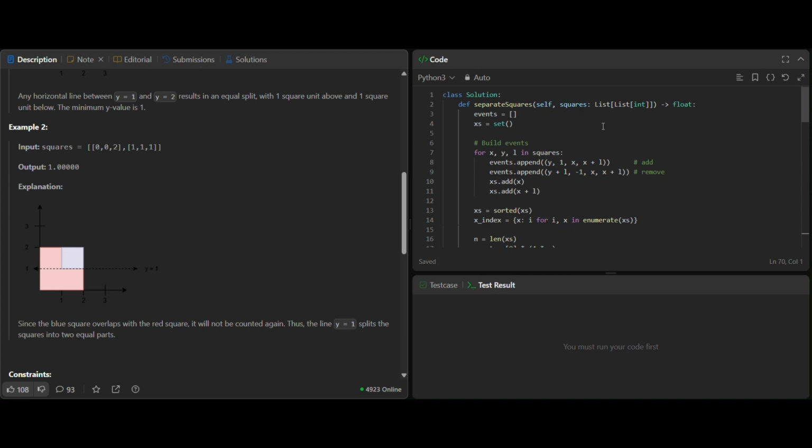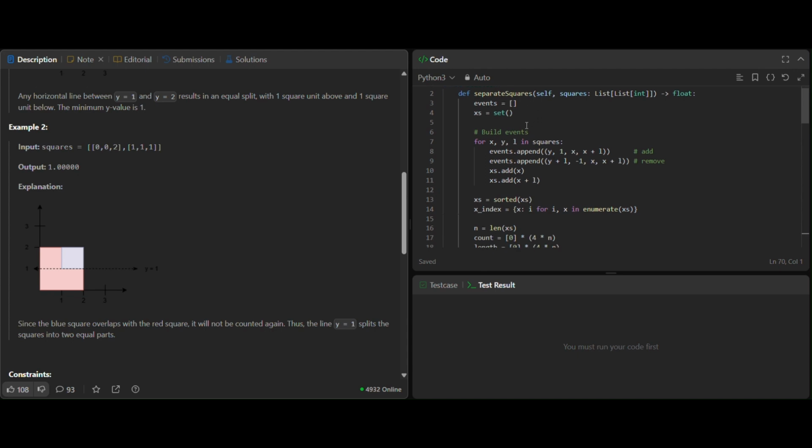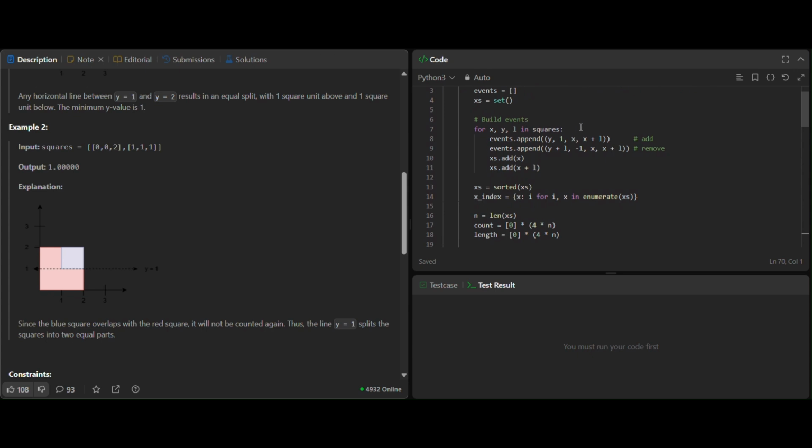Step 4. Binary search decision. If the area below multiplied by 2 is less than the total union area, we move the lower bound up. Otherwise, we move the upper bound down. We repeat this process for about 60 iterations to achieve the desired precision.